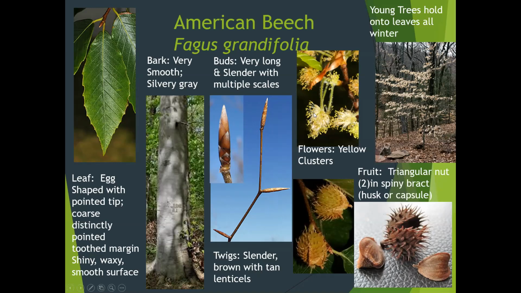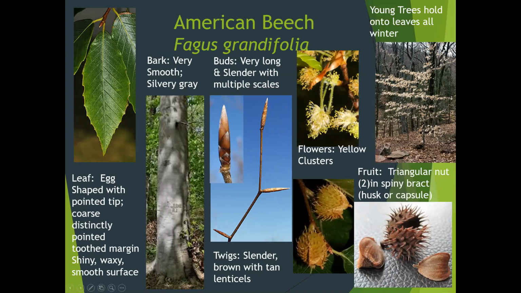And the flowers are pretty inconspicuous and yellow, but they have this really neat-looking fruit. The husk, for some reason, these are called spiny bracts, and they're thorny on the outside. But you can tell for sure that what you're looking at is a beech nut if you open it up, and there's two triangular seeds that will lie flat against each other.